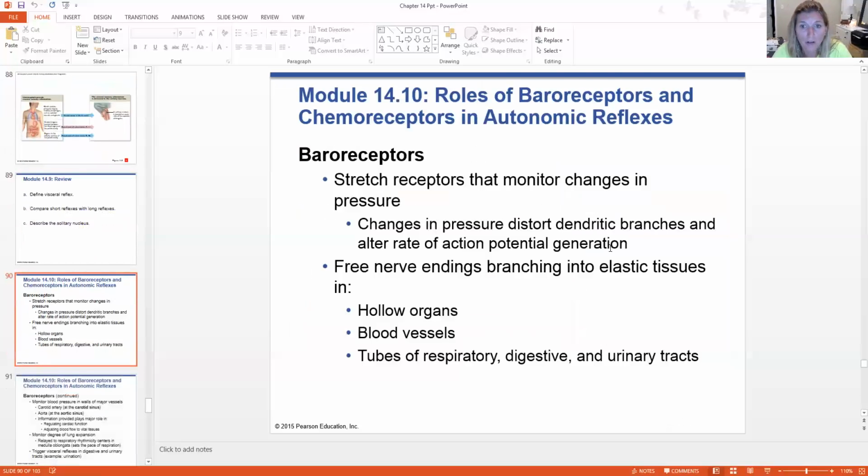Let's talk about the role of baroreceptors. Baroreceptors are special stretch receptors that monitor changes in pressure. The changes in pressure will distort any of the dendritic branches and alter the rate of action potential generation.